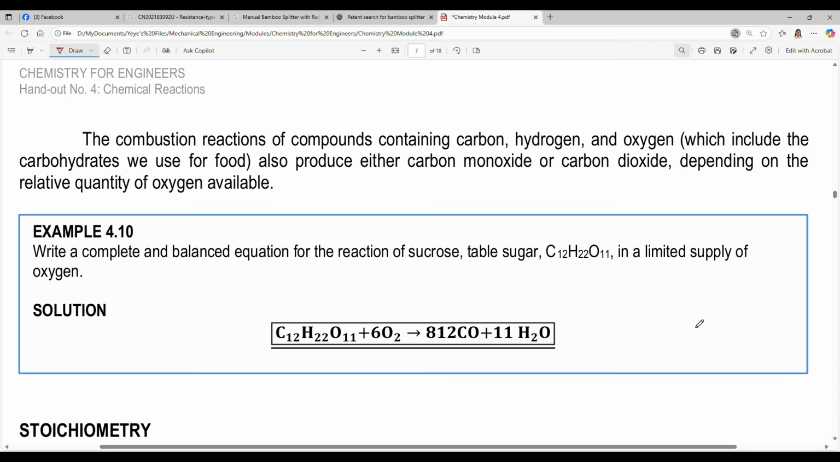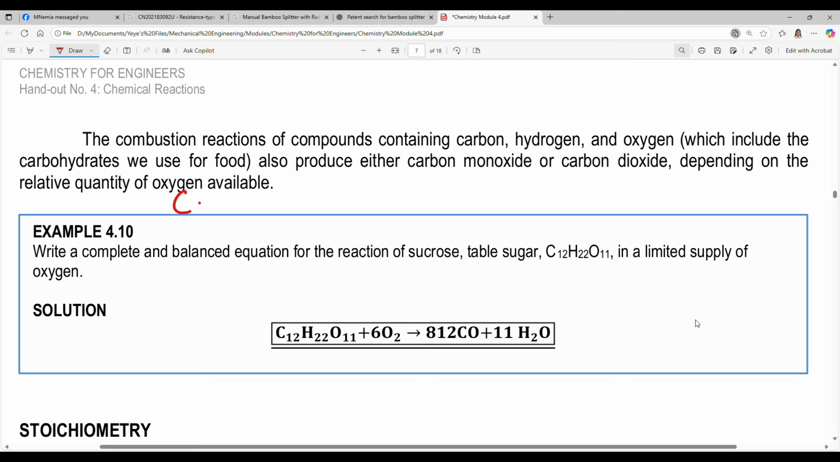The combustion reactions of compounds containing carbon, hydrogen, and oxygen, which include the carbohydrates used for food, also produce either carbon monoxide or carbon dioxide depending on the relative quantity of oxygen available. Example: write a complete and balanced equation for the reaction of sucrose, table sugar, C12H22O11, in a limited supply of oxygen.